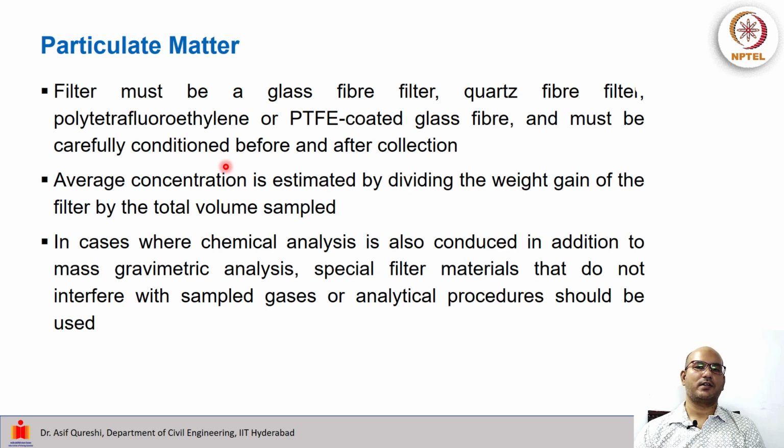Then the average concentration, meaning the average over the collected period of time. If we ran the sampler for 1 day, then what we will report is a 1 day average, because all the sample in that 1 day has come into the single filter. So the average concentration will be estimated by dividing the weight gain of the filter by the total volume sampled. So we will have mass per meter cube, let us say.